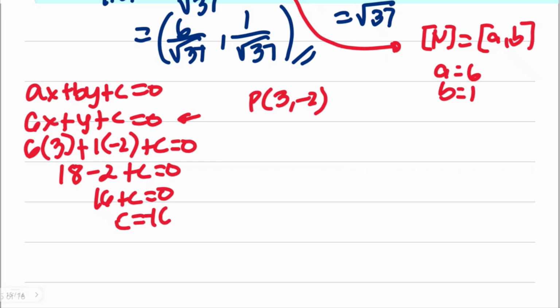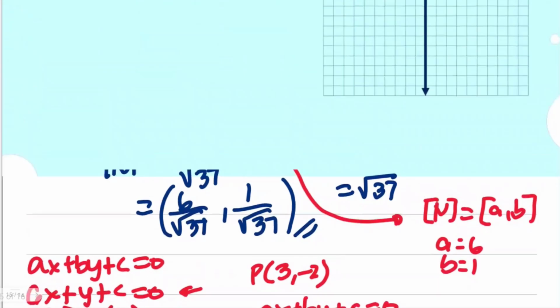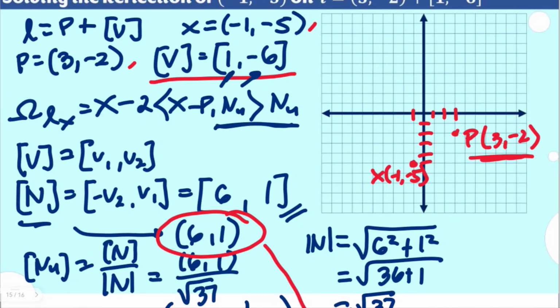Okay? Therefore, our equation in the general form Ax + By + C = 0 is 6x + y - 16 = 0. And what is the purpose for that? We need one more point in order for us to graph a line containing point P.